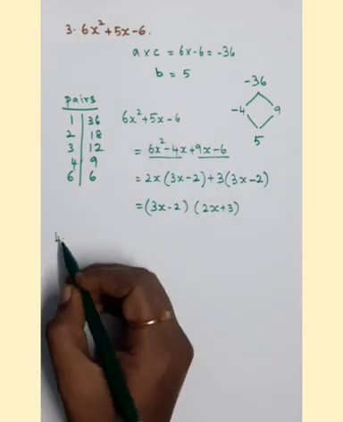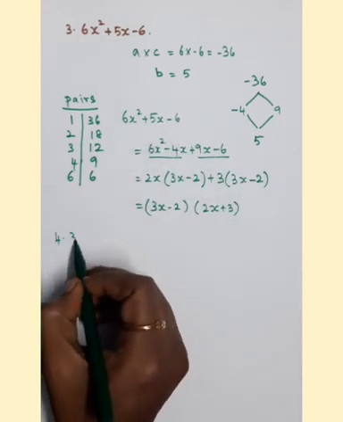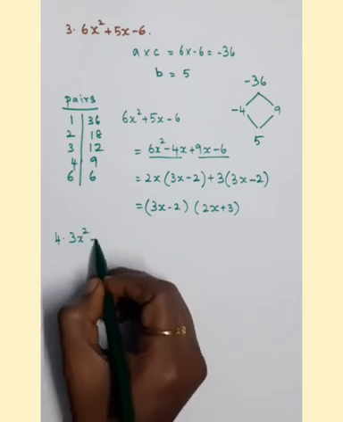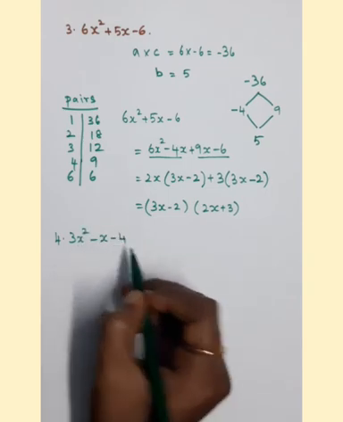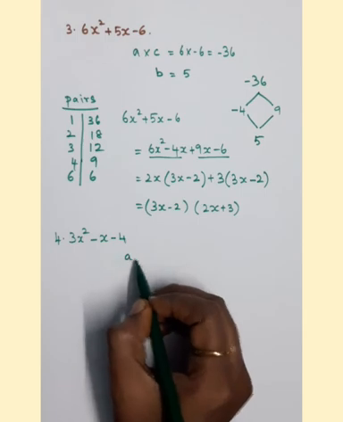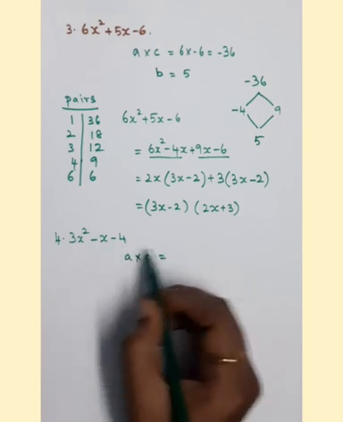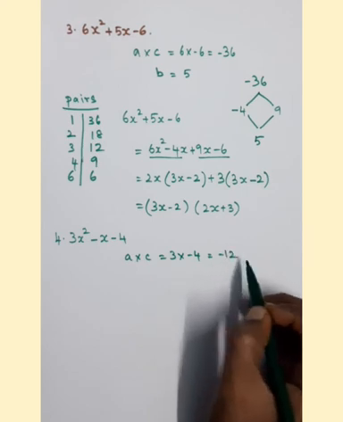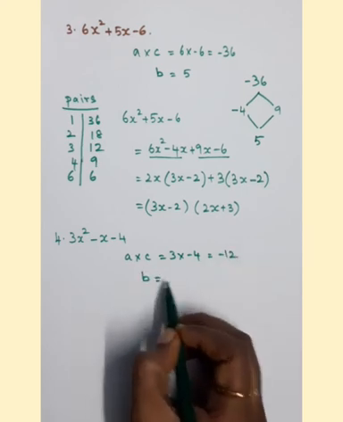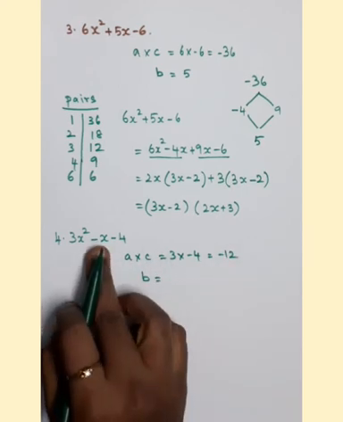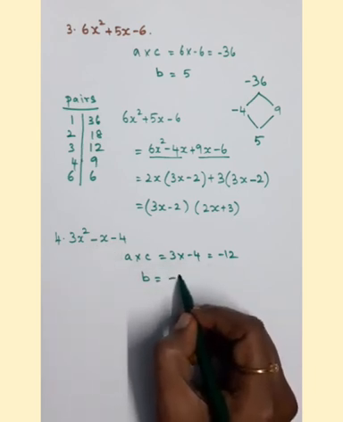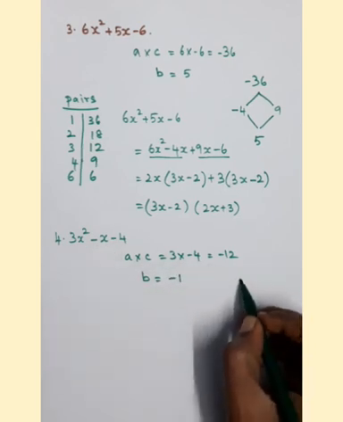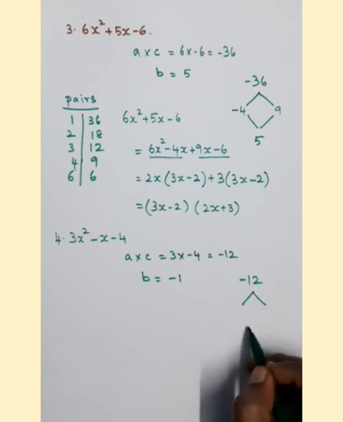Now the fourth problem is 3x squared minus x minus 4. So a into c, that is 3 into minus 4 is minus 12. B, the middle term we are going to split, is minus 1. So the factors we will find out.